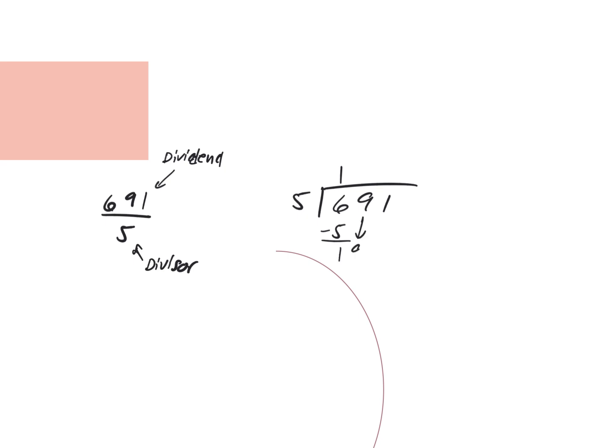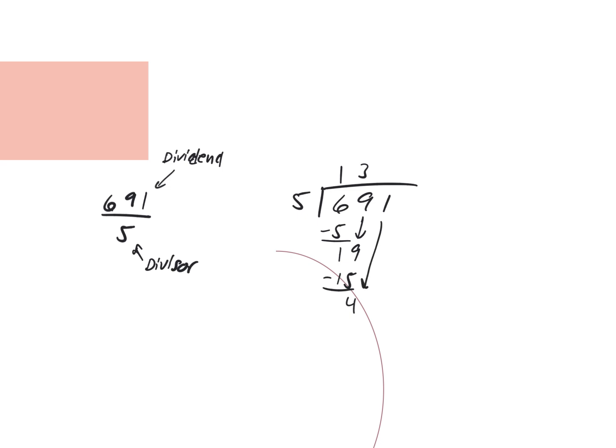You bring down this 9, the next digit, and then you repeat the process. So how many times does 5 go into 19? Well, think about it, it goes into 19 3 times. And then what's after this? Well, you do 3 times 5, which is going to get you 15. Subtract, and then you end up with a 4.